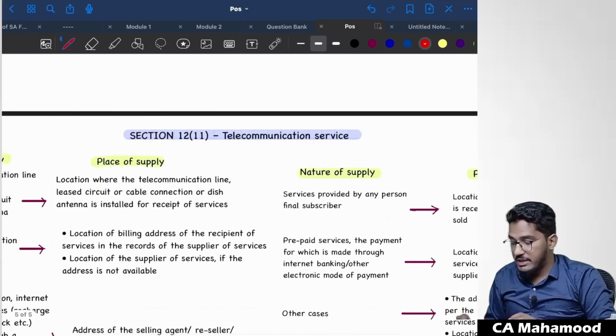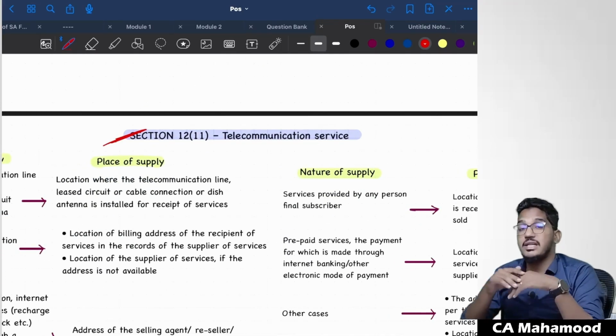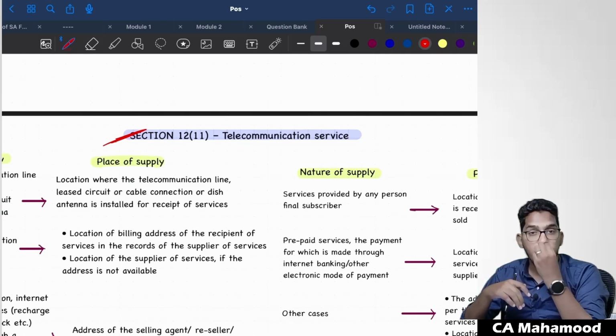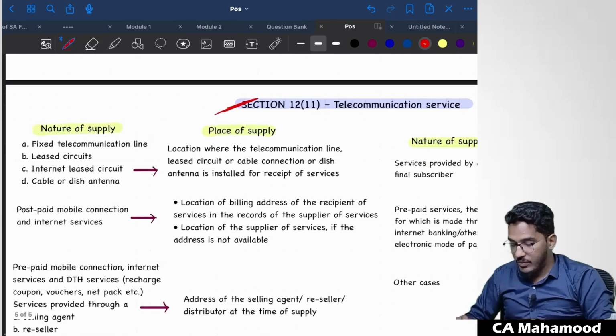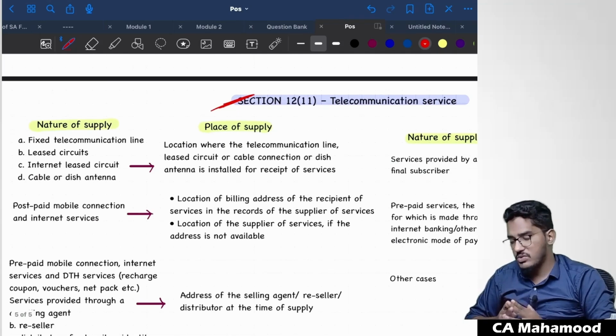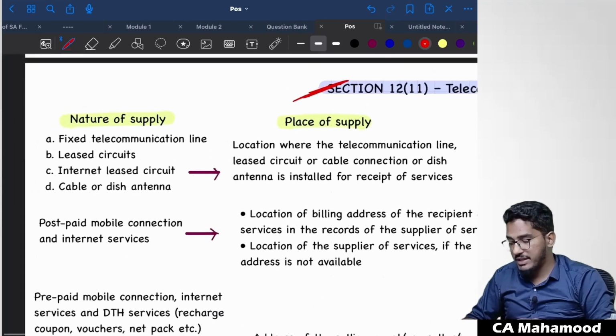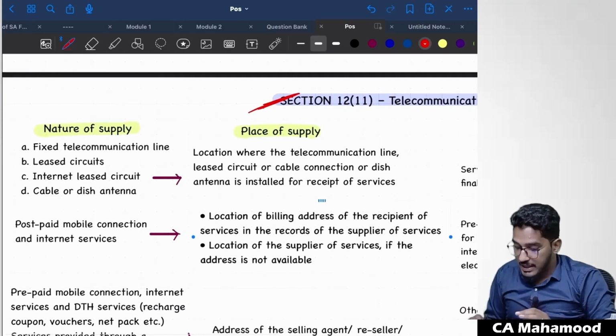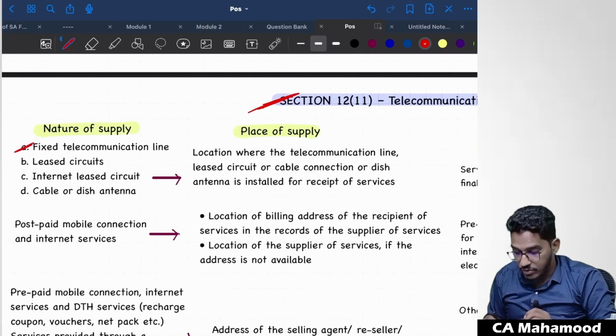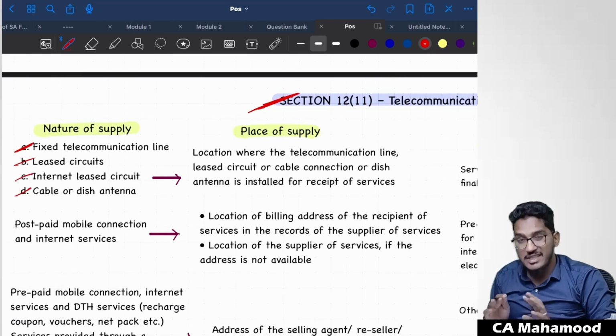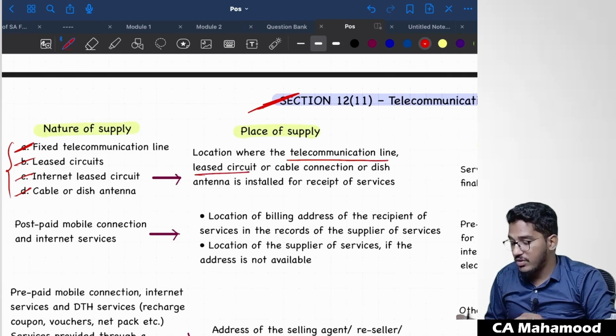Now 12 subsection 11 talks about telecommunication services. Sir, in the case of telecommunication services, how to determine the place of supply? Very simple. Let us see. In telecommunication services also different categories are there. They have given place of supply for each category of service. In case the supply is provided in the form of fixed telecommunication line, landline phone, leased circuits, internet leased circuits, cable or dish antenna, the place of supply will be the location where the telecommunication line, leased circuit, cable connection or dish antenna is installed.